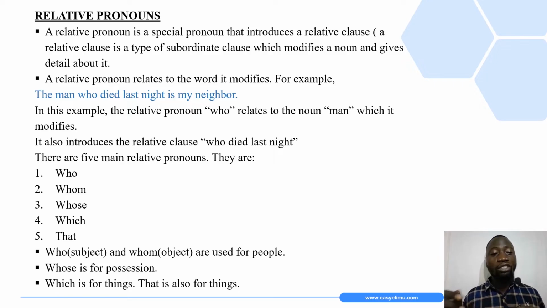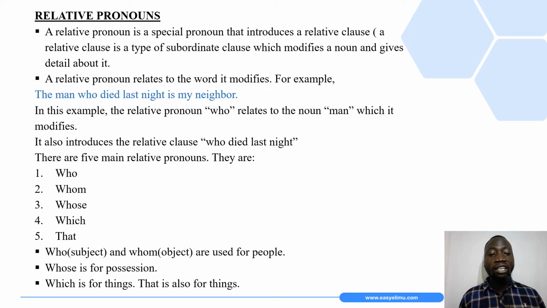The relative clause that we have in the sentence, the man who died last night is my neighbor, is who died last night. Remember I said that relative clauses are sometimes called adjectival clauses. They are called adjectival clauses because they describe the word they modify by giving more or additional information about that word. And remember, that is what adjectives do. Adjectives are describing words.